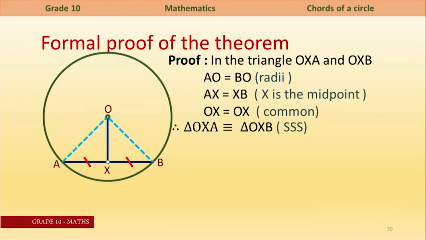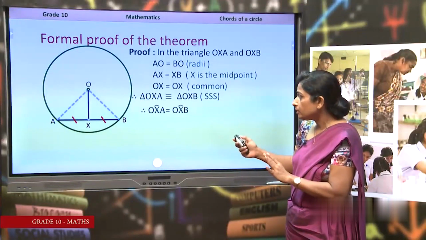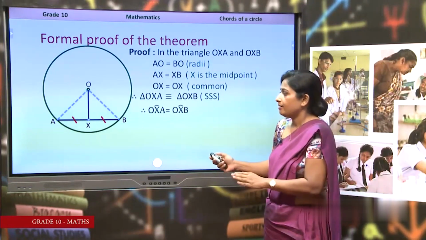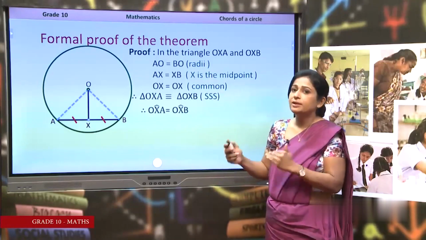So, if two triangles are congruent, what happens? The remaining corresponding elements are equal. In these two triangles, I will select one pair. I need that to prove this theorem. So, I will select two angles. What are the angles? OXA and OXB. These two angles are equal. Why? What's the reason for that? When you are taking the two equal angles, considering the remaining corresponding elements of congruent triangles, here you can say OXA equals OXB, no? Then we have to consider these two angles. Where are they? They are on the straight line AXB.